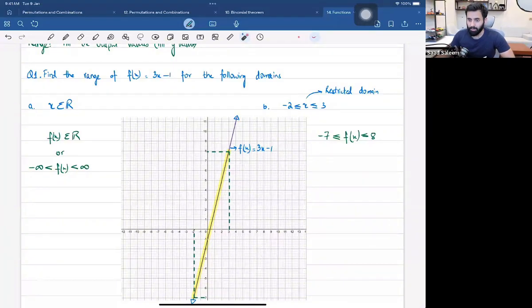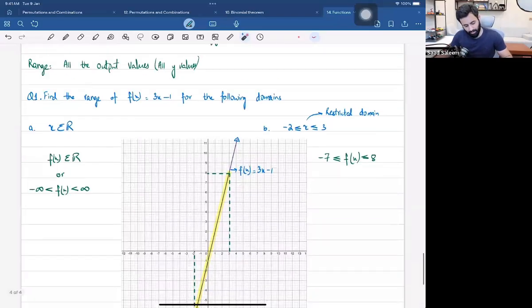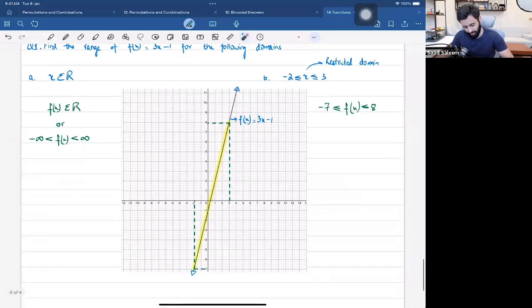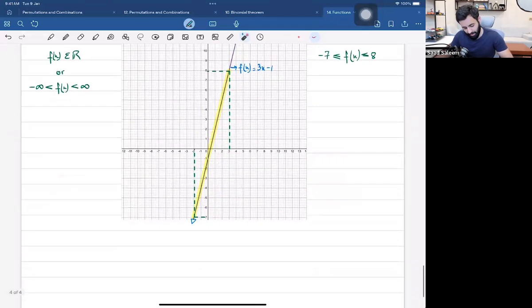If your domain belongs to all real values, how would you figure out the range? Well, we just did. The domain here was all real values. So we observed a pattern. We saw that for as long as x keeps increasing, y also keeps on increasing. There is no limit. And just like that, for as long as x keeps decreasing, y will also keep decreasing. There is no limit. So that means the range will be all real values. Is it a rule? No. There is no such rule.